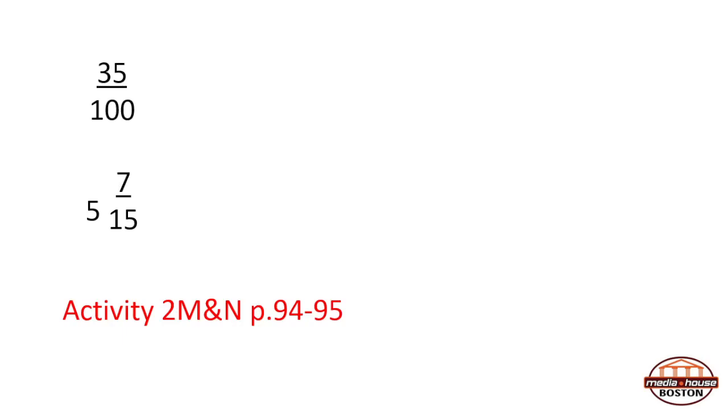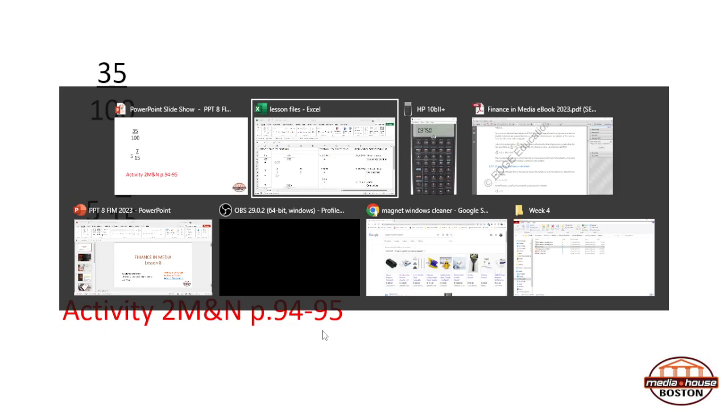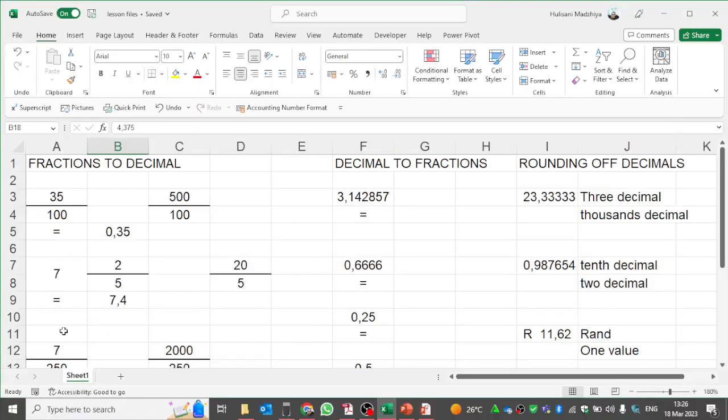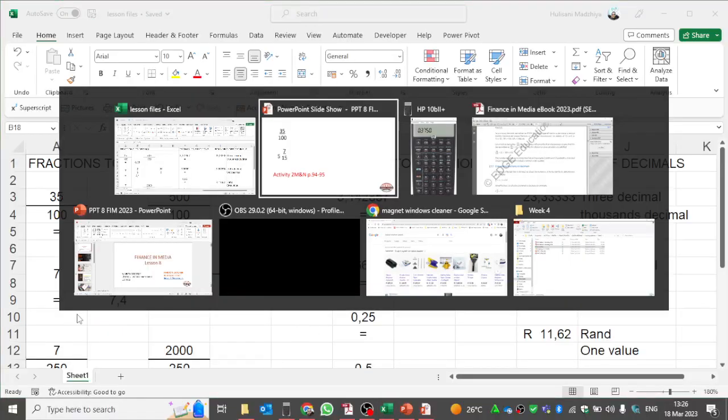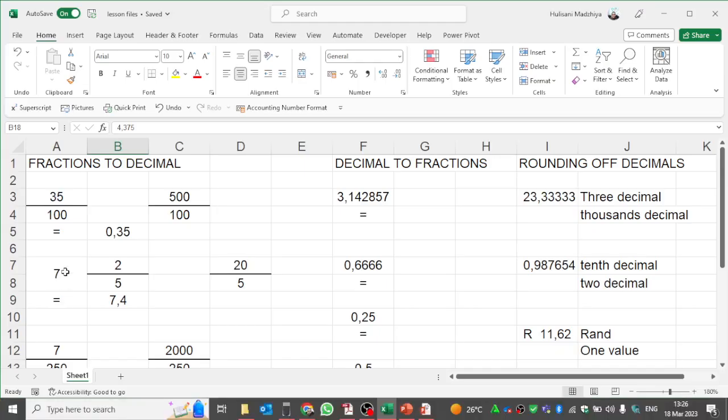So I've got 5, 7 out of 15. Let's try and perform this one and see how much we're going to get. So 5, 7 out of 15. Let's try to work this one out and see what we're going to get.